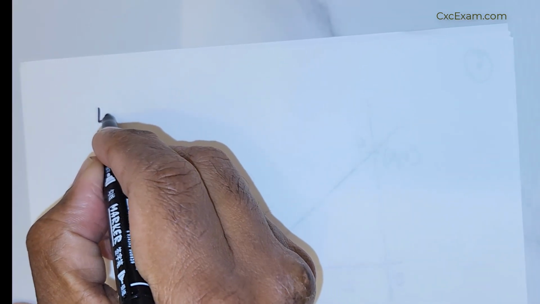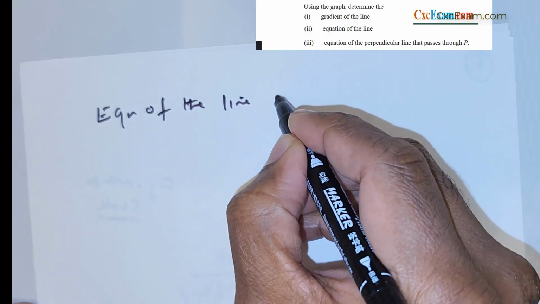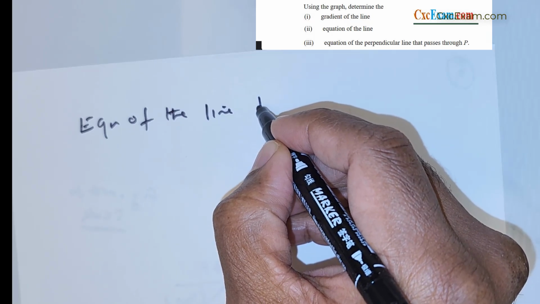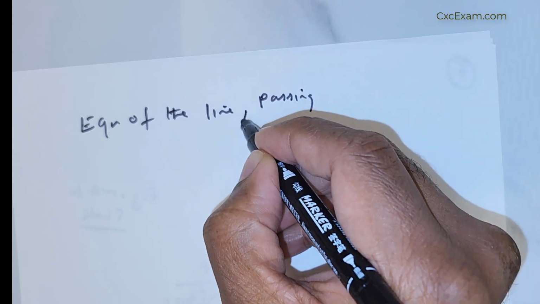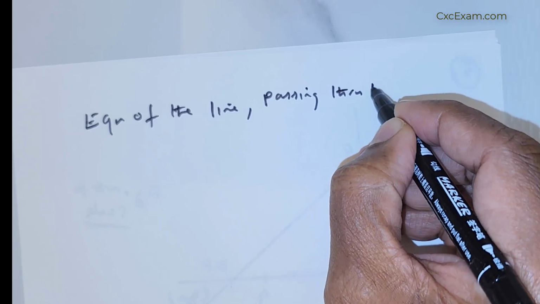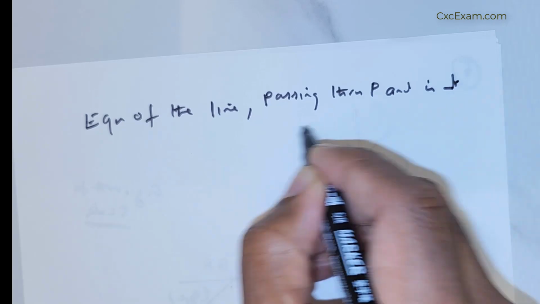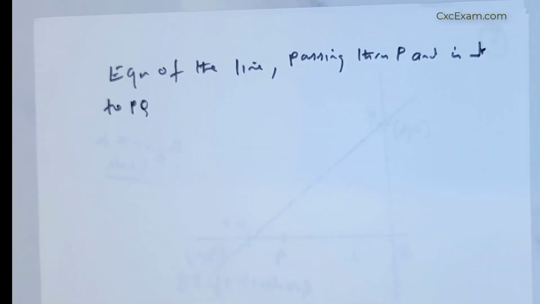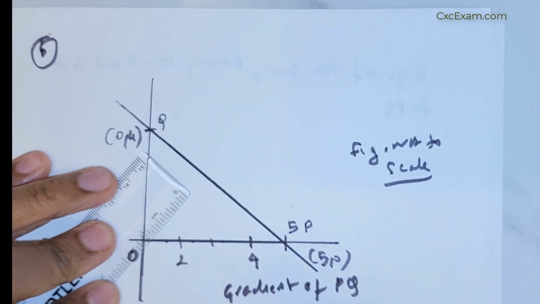Okay, next they are asking us to find the equation of the line that is passing through P and is perpendicular to PQ. So what is the meaning of this? So let me actually show you. So this is the line PQ.